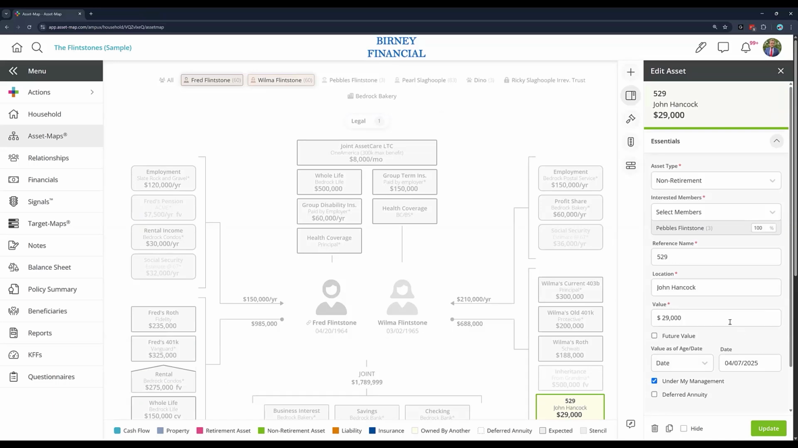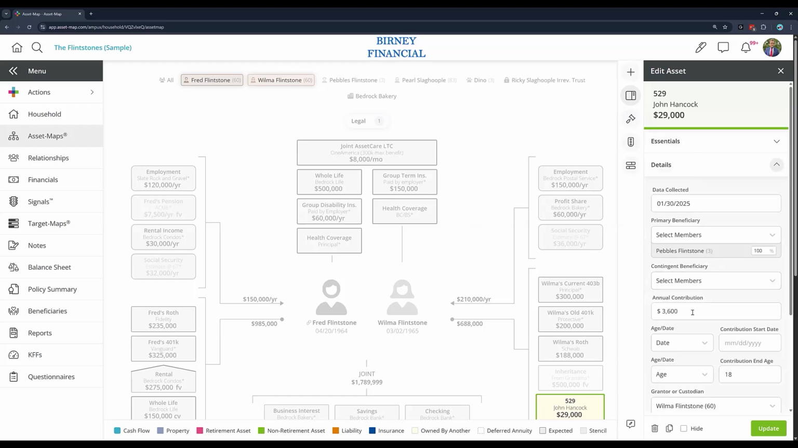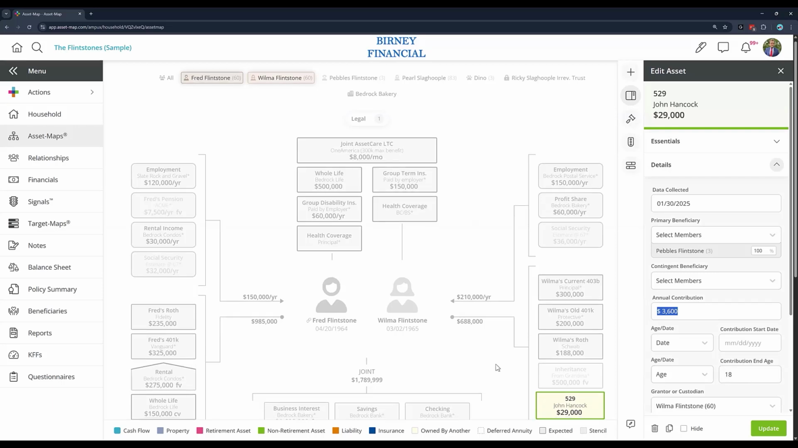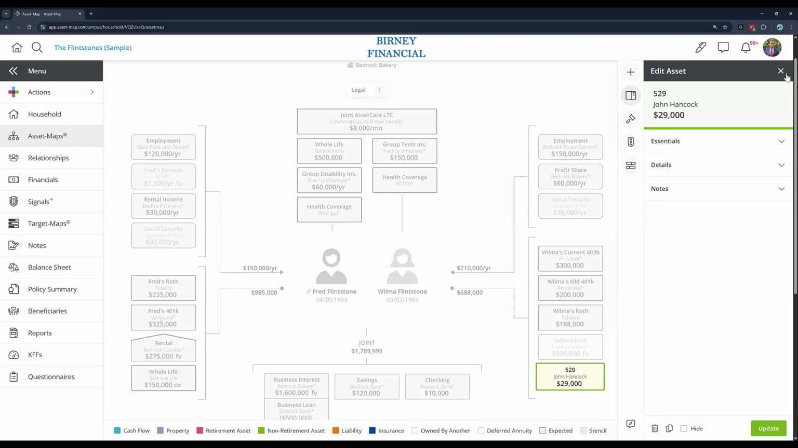But I don't just want to check the current value. I also want to check in our details section. Are we currently contributing to this plan? Yes, we are putting in $300 a month to Pebbles College Fund from right now until she is 18 years old. So both of those come into play, not just the 29 grand growing by an assumed rate of return, but also the impact of that $3,600 annually coming in each year, growing, and eventually being used for these goals. We will use both of those sections in our upcoming target map.